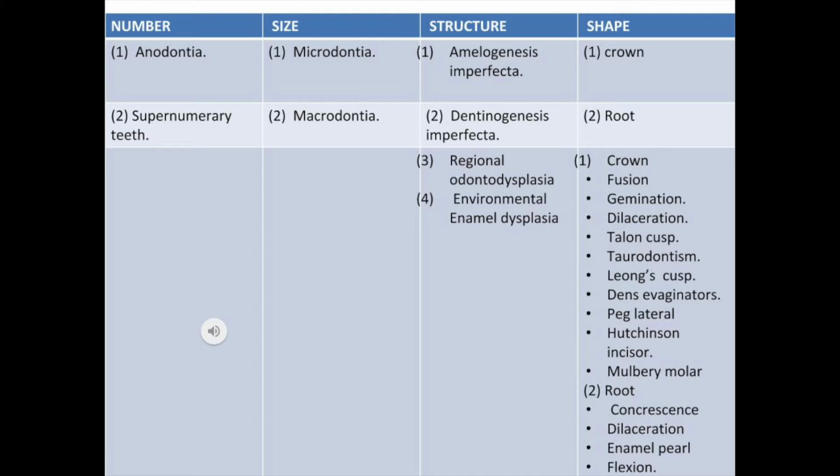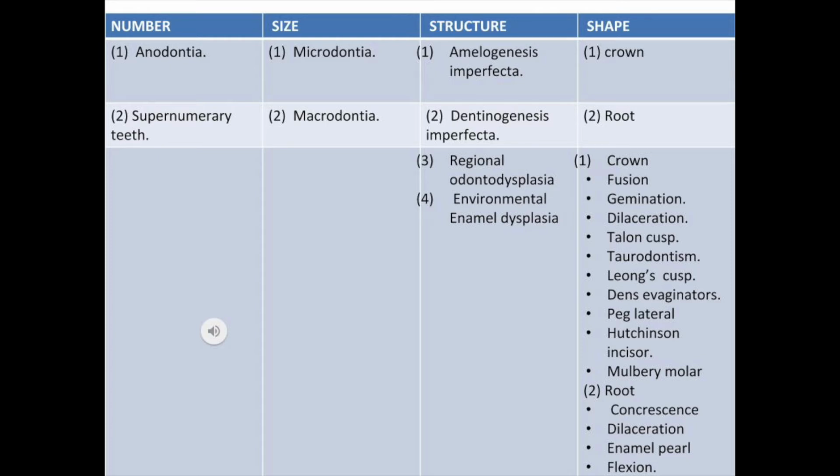Based on the size, it's divided into two, microdontia and macrodontia. Based on the structure, it's divided into four: amelogenesis imperfecta, dentinogenesis imperfecta, regional odontodysplasia, environmental enamel dysplasia. Based on the shape, it's divided into two, crown and the root.